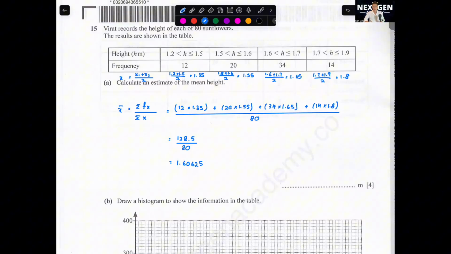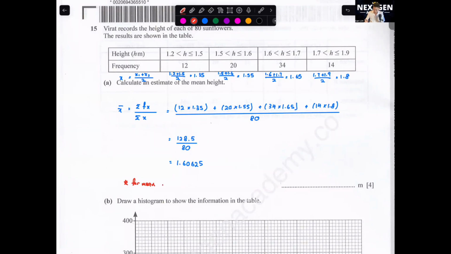Some of you still don't know. For mean, please do not round it up. So write down this. Do not lose your marks. Don't lose all these silly marks.